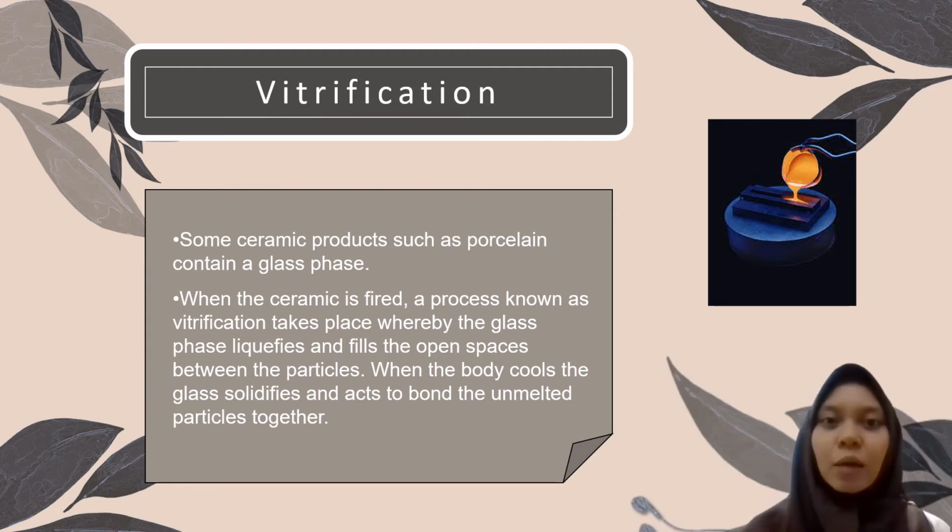Vitrification. Some ceramic products, such as porcelain, contain a glass phase. When the ceramic is fired, a process known as vitrification takes place, whereby the glass phase liquefies and fills the open spaces between the particles. When the body cools, the glass solidifies and acts to bond the unmelted particles together.